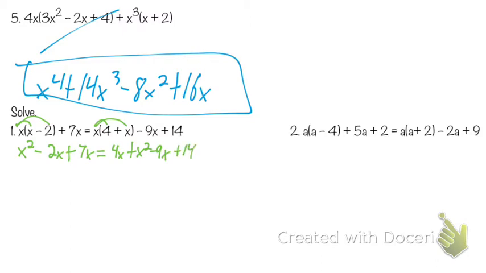Now when I'm going through this and I'm going to underline, I'm going to deal with the left side separately from the right side, okay? So the left side, everything's actually in order, but we do need to combine that negative 2x and the 7x.